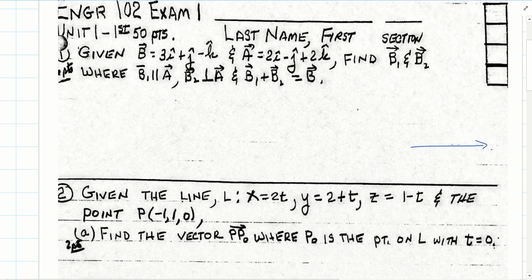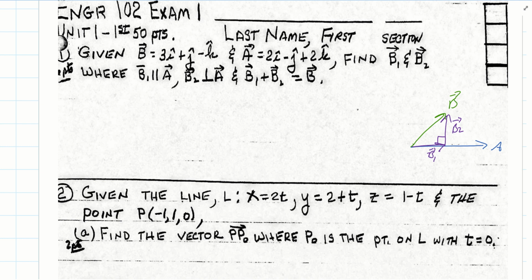So here's vector A, here's vector B, here's B1, and here's B2. So we know that B1 is going to be parallel with A, B2 is going to be perpendicular, and B1 and B2 make it up. So we have a right triangle here, to make up vector B, made out of B1 and B2.